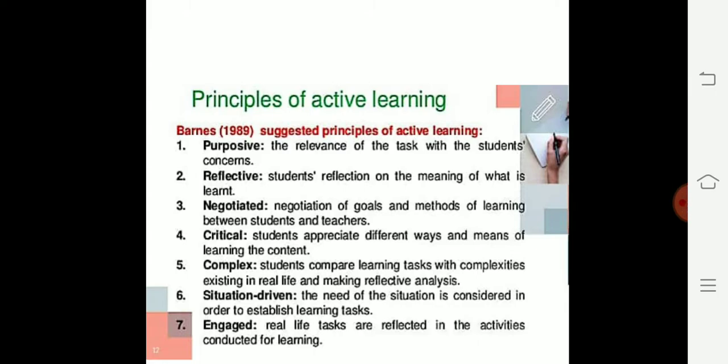Principles of active learning. Banner's 1989 suggested principles of active learning. Purposive: the relevance of the task with the students' concerns. Reflective: students' reflection on the meaning of what is learnt.